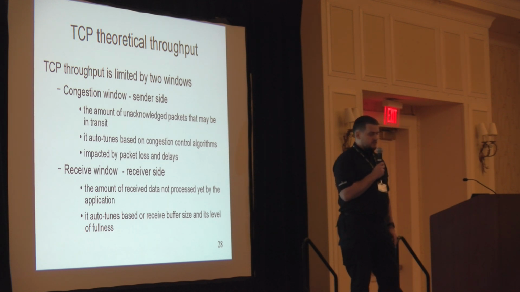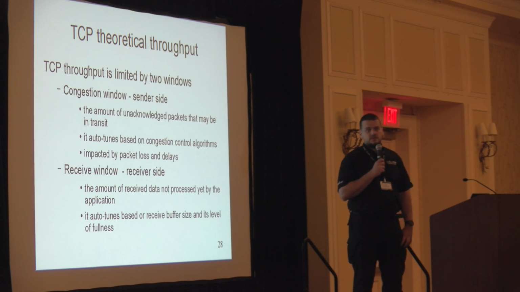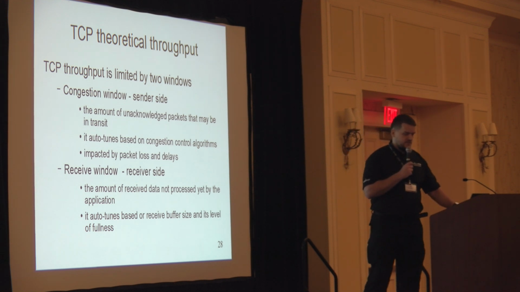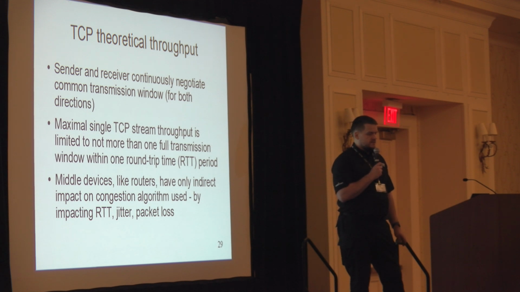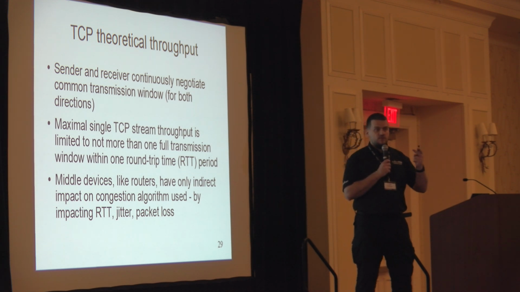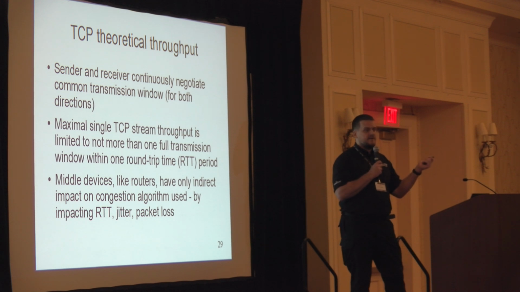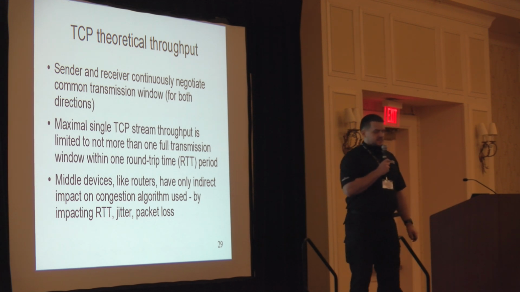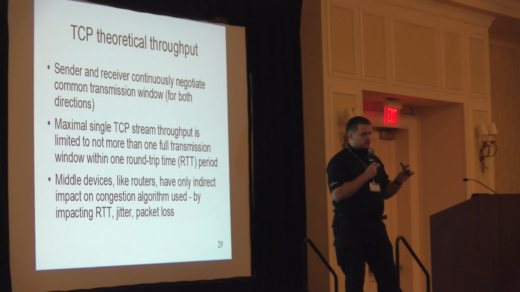The second window is the receive window. On the receiver side, it's the amount of received data that's not processed yet by the application. It auto-tunes based on the receive buffer size and its level of fullness. That means how much data was actually processed by the receiver. So sender and receiver negotiate this common transmission window, 2 windows actually for both sides. Even the replies or ACKs will have their own window. So you have one window for transmit, another window for receive. And maximal single TCP stream throughput is limited to not more than 1 full transmit window in a round trip time period.